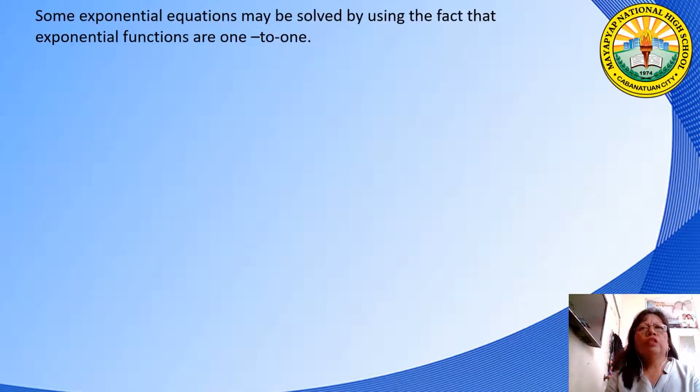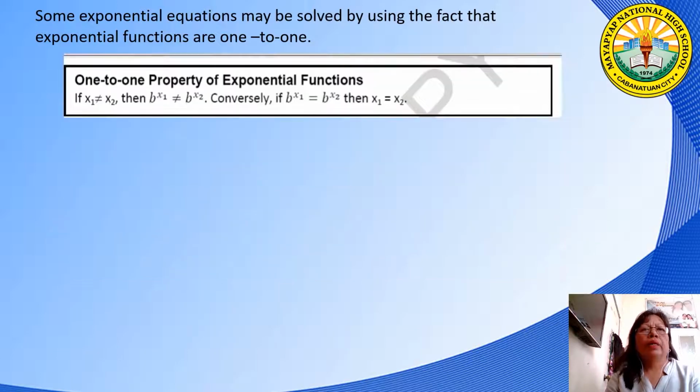Some exponential equations may be solved by using the fact that exponential functions are one-to-one. So, the one-to-one property of exponential functions: if x sub 1 is not equal to x sub 2, then b raised to x sub 1 is not equal to b raised to x sub 2. Conversely, if b raised to x sub 1 equals b raised to x sub 2, then x sub 1 equals x sub 2.